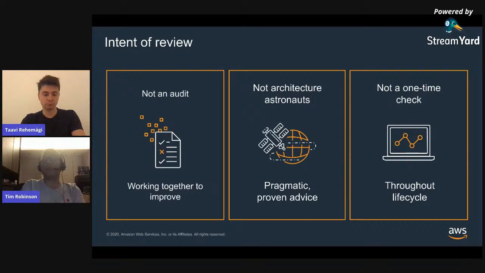So more importantly, these aren't really intended as a one-time check. Really, we want to run these reviews or run these best practice sessions with regular cadence, and they really should be run throughout the life cycle of a workload.